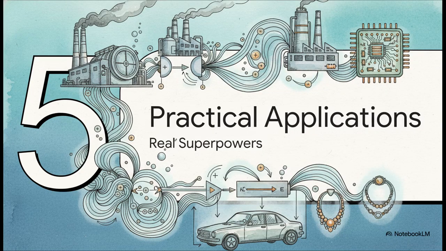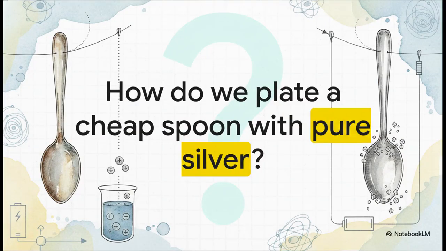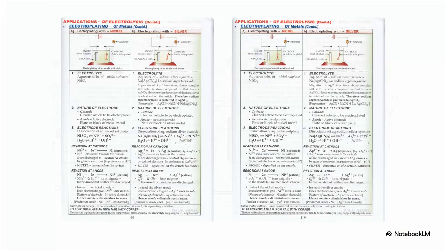Section 5. Practical applications of electrolysis. Real-world superpowers. This is where we finally see how these microscopic rules fuel some major macro-level superpowers. I really want you to think about this question. We've talked all about ions migrating and metals depositing, so how do we use this exact same process to turn a cheap everyday metal spoon into an expensive-looking piece of silver cutlery? Let's see how this builds into the process known as electroplating.